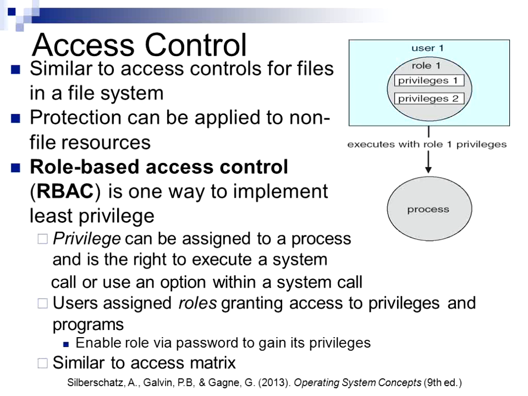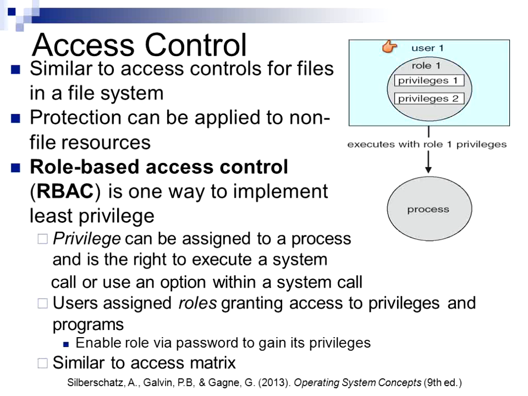To continue about access control, we talked about how file systems control access to a file, where you have a user and the user has certain privileges, and the privileges can access a certain file in the system. We talked about that a week or two ago. Well, we can take that same idea and apply it to non-file resources, other resources in the system. Solaris actually does this in its role-based access control, and it's a way of implementing the least privilege principle. A privilege can be assigned to a process, and it's the right to execute a system call or use an option within the system call. Users are given roles, giving them access to privileges and programs.